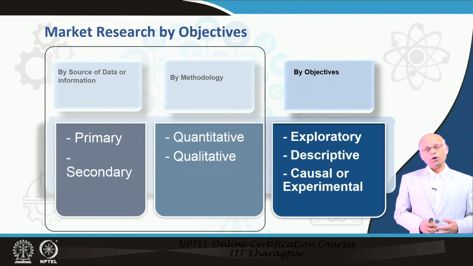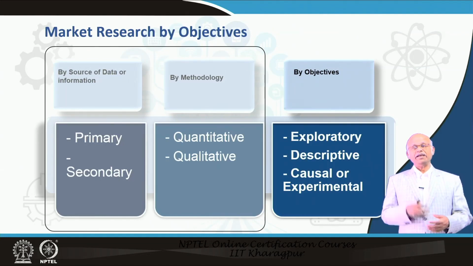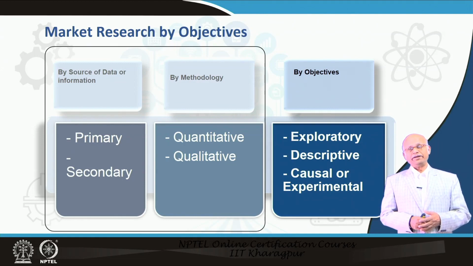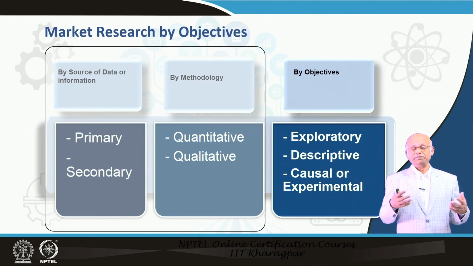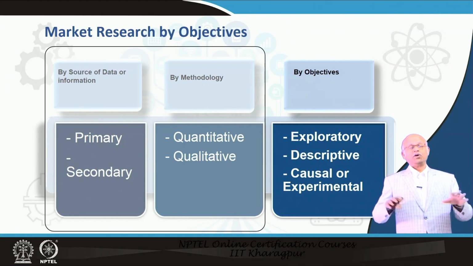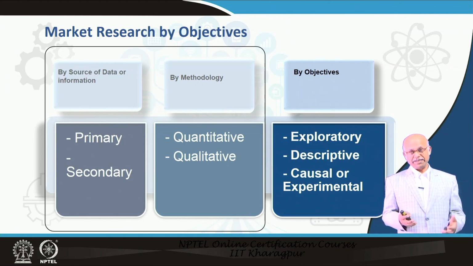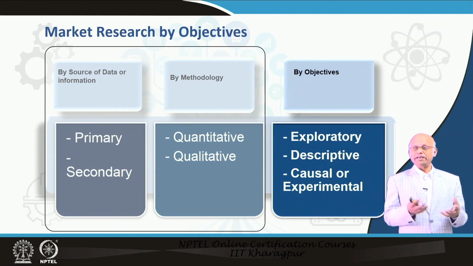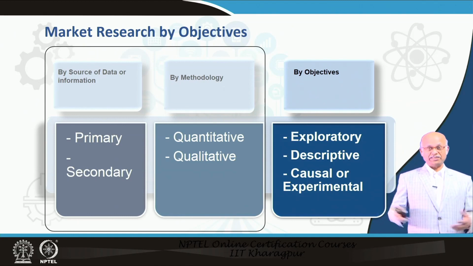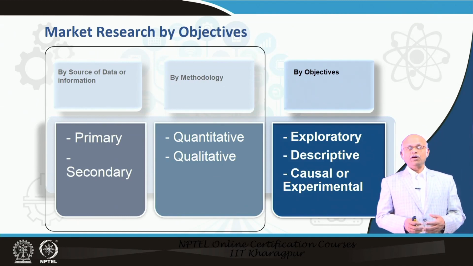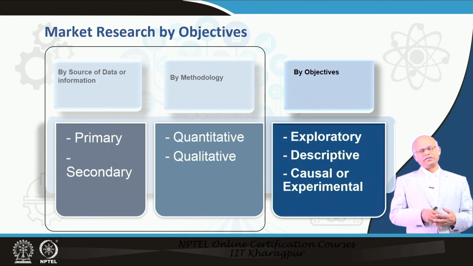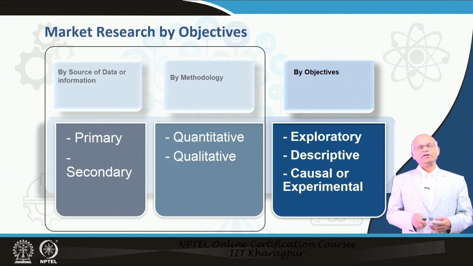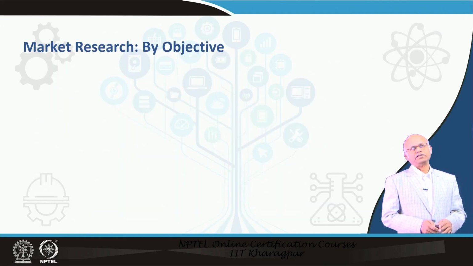Last one is by objective. There are three categories: exploratory, where you explore; descriptive, where you try to describe or profile the market segment, or at a micro level profile the customer per se. Then you do causal research, where you give some stimulation and then see how the audience responds.